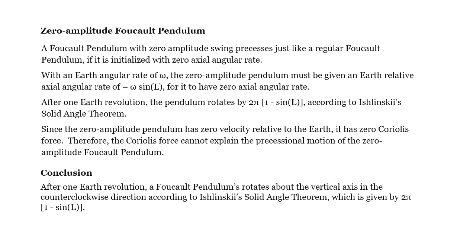That's because everything sitting on the Earth's axis at latitude L has an angular rate given by the Earth angular rate times the sine of latitude. So to get it to stop rotating, you have to rotate it in the opposite direction. After one Earth revolution, the pendulum rotates according to Ishlinskii's theorem, 2 pi times 1 minus sine of the latitude.